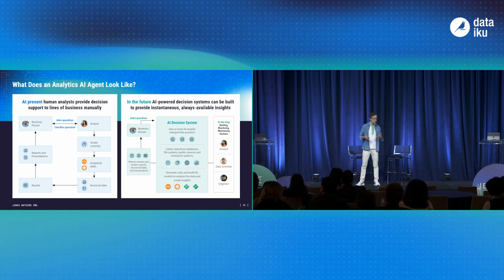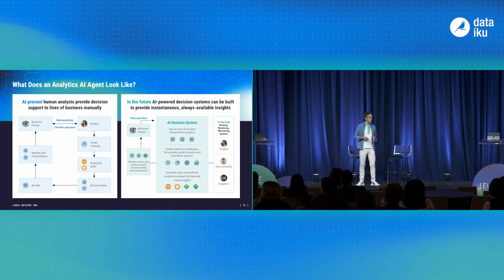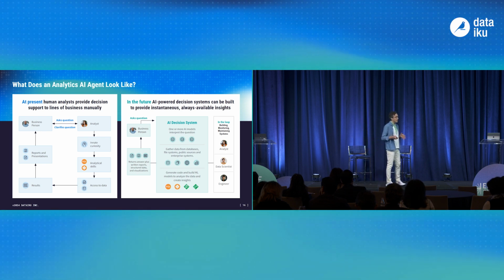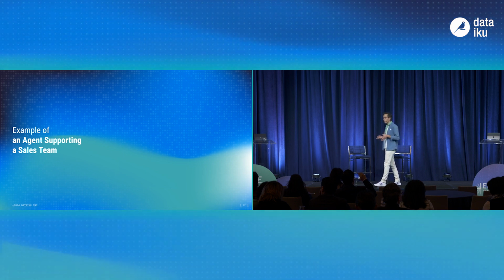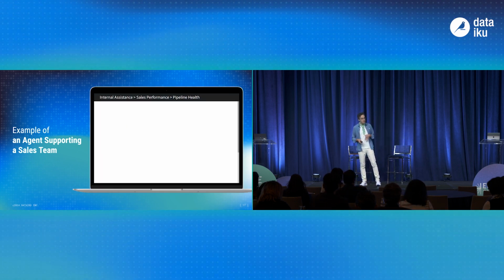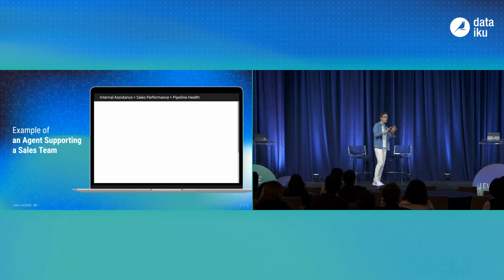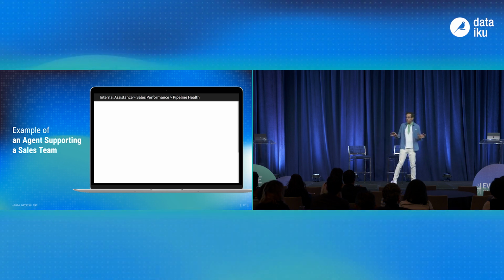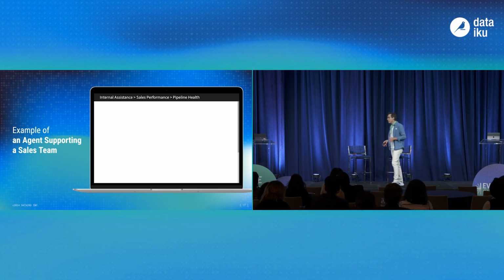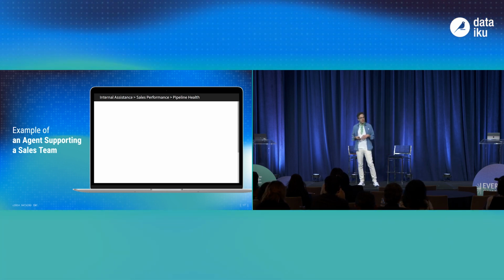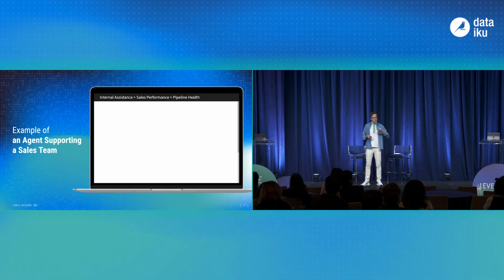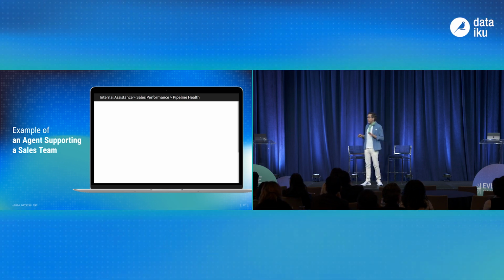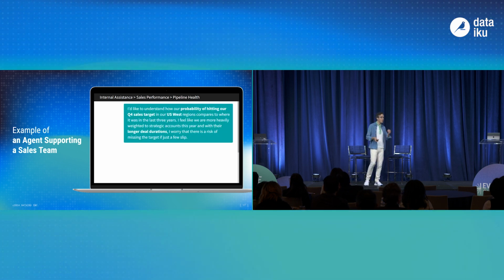So let's go even more specific, and let's actually dive into what one example of these could look like. So imagine a system that is supporting a sales team. We can imagine here, this one, we're going to choose one with a chat interface. Not all agents are going to have chat interfaces, but this one we decided to use just because it's a pretty typical interface. And you see it's an internal assistance portal for sales performance, and we are in the pipeline health agent. And we go and we ask it a question.